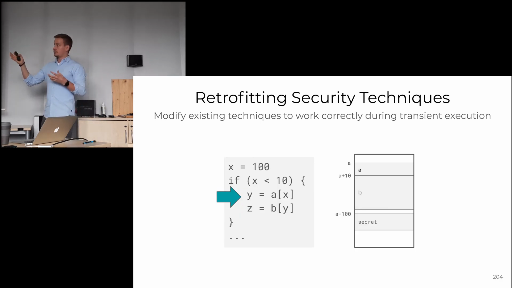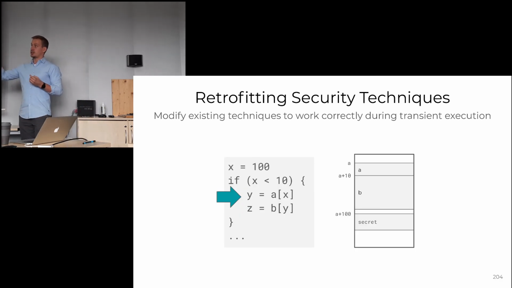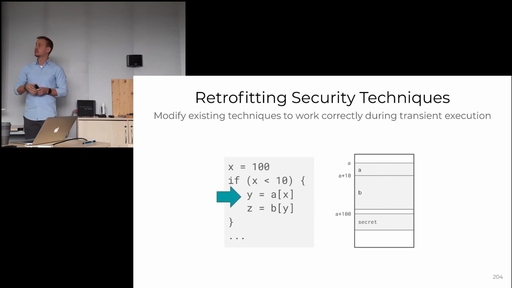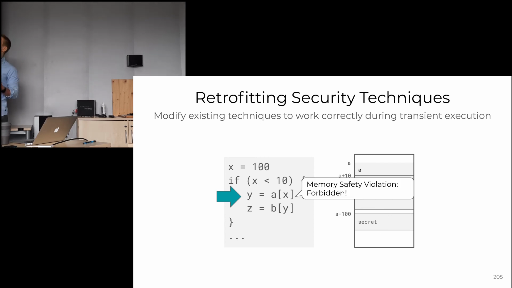To take this example, we would change this memory access in such a way that before executing it, we would check whether it's valid or not. And this memory access, A of X, is actually invalid because the size of A is only 10 elements, but we are trying to access the 100th element. That would be a buffer overflow. If we use some technique that works also on speculative paths, we will detect that it's a buffer overflow and we will forbid access to it.